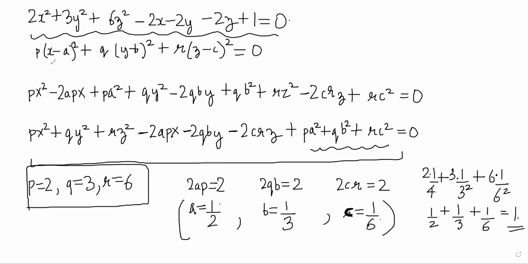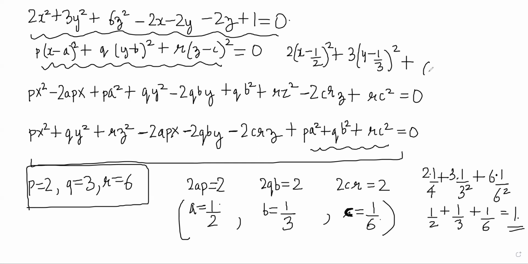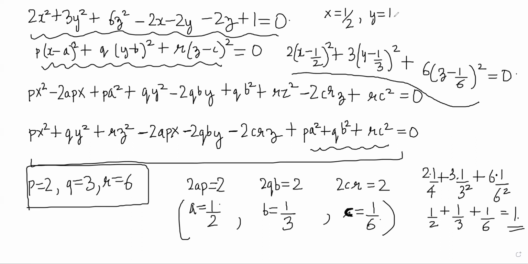So once you have the idea that maybe I have to write it as a sum of perfect squares, we can easily find which are the perfect squares. So what is coming here is 2 times (x minus half) whole square plus 3 times (y minus 1 by 3) whole square plus 6 times (z minus 1 by 6) whole square is adding up to 0. And now since this equation is equal to 0, it's the sum of 3 perfect squares. So you get x is equal to half, y is equal to 1 by 3, and z is equal to 1 by 6.